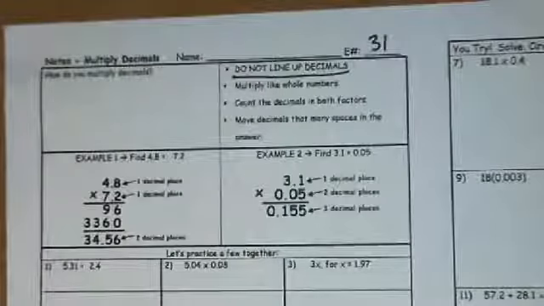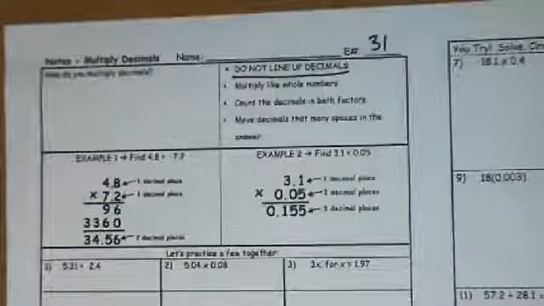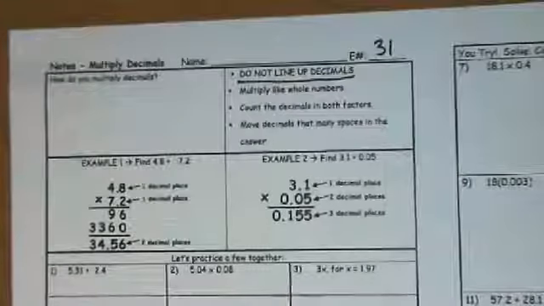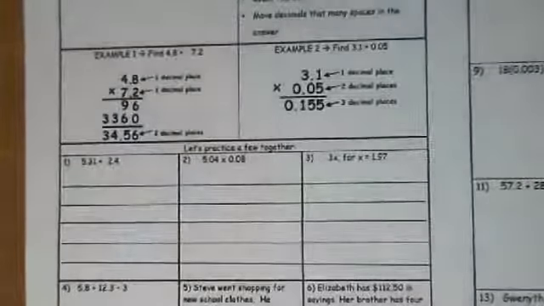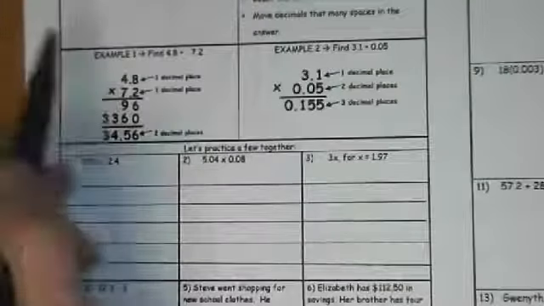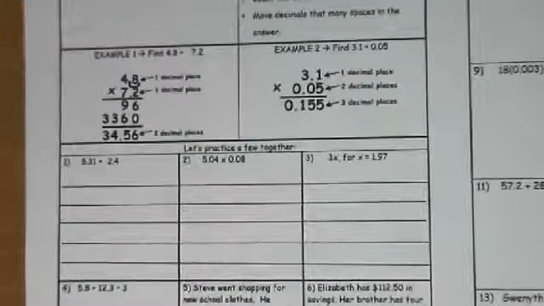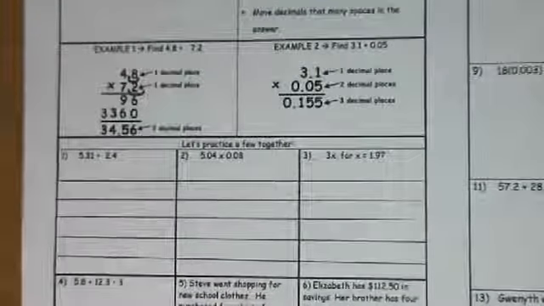We're going to count the decimals in both factors. Factors are the numbers you multiply. And we're going to move the decimals that many spaces in the answer. So example number 1 is 4 and 8/10 times 7 and 2/10. They multiplied just like whole numbers. And then in the end, they counted how many decimal places they have in the 4 and 8/10 and how many in 7 and 2/10. Well, that's 1 on top, 1 on the bottom. So altogether, they're going to move 2 spaces to the left.